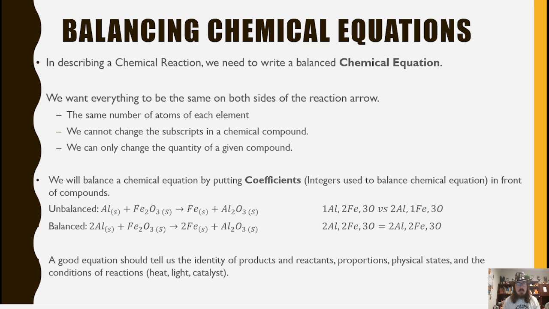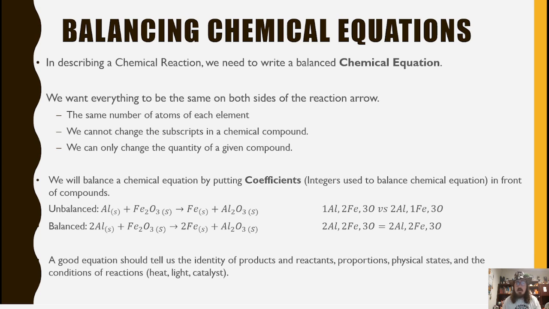So all I have to do is double up the aluminums on the left and the irons on the right, and suddenly we are in sync, in parity. And so once they're balanced, that is a good chemical equation. Now, a good chemical equation should tell us a lot of things.